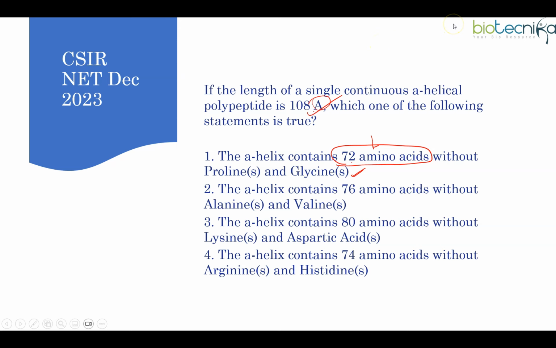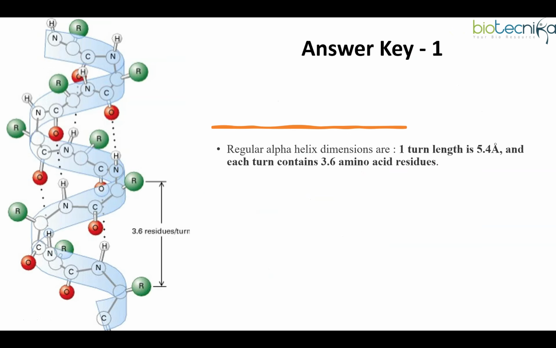Now how to solve this question, how to get the solution. First of all, we know the regular alpha helix dimensions. Since it's a type of helix, that means we will have turns in the helix. Now one turn in alpha helix is 360 degrees, where it takes a complete turn. The length of one turn is 5.4 Angstrom, and the number of amino acids contained in this one turn is 3.6 residues in one turn, right?